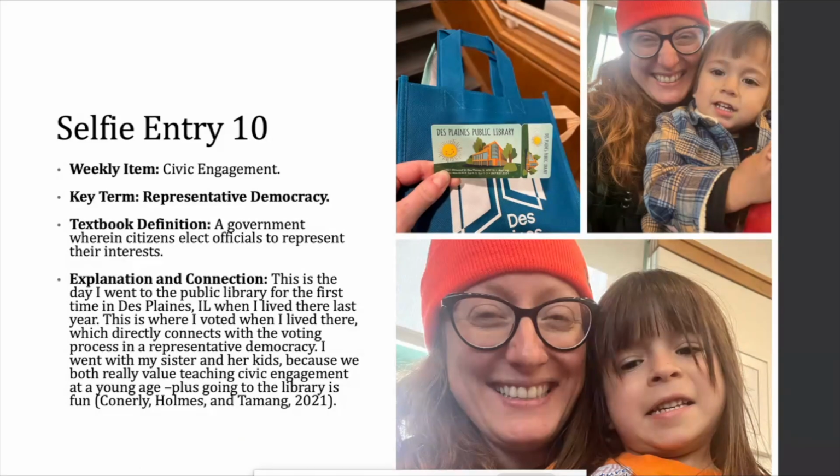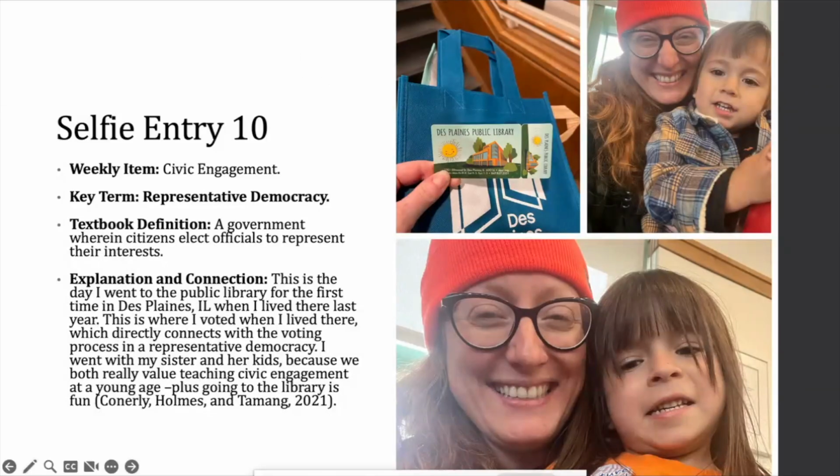All right. For selfie entry 10, one of the things that we were focusing on is civic engagement. And so I chose the term representative democracy. This is a government where citizens elect officials to represent their interests. And so recall when I assigned this selfie entry item, I said one of the classic ways in which you can demonstrate civic engagement is by registering to vote or actually taking a selfie when you go out to vote, right? Because we're often voting for elected officials who are going to represent our interests politically.